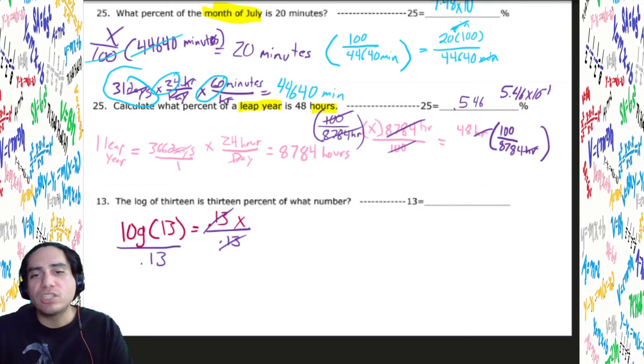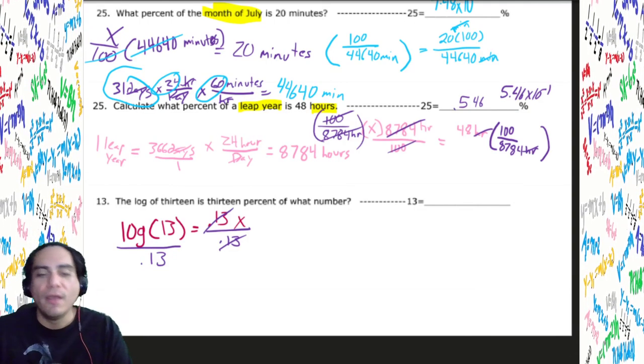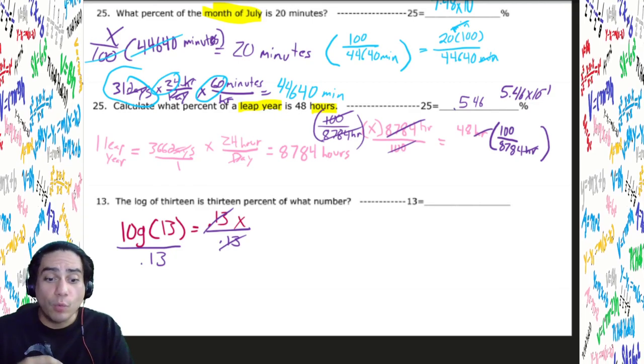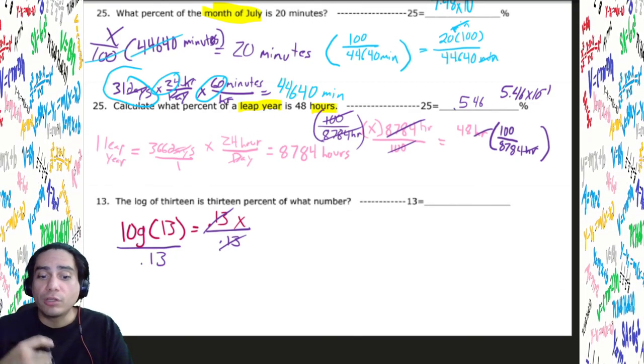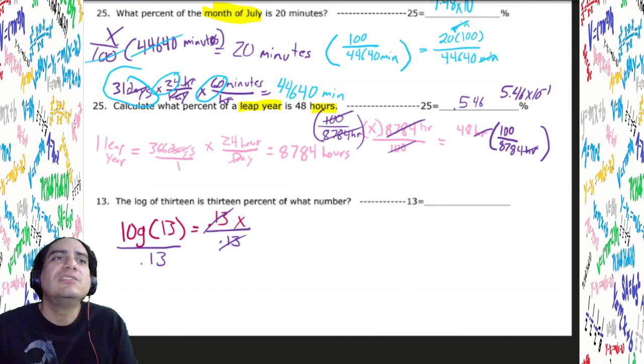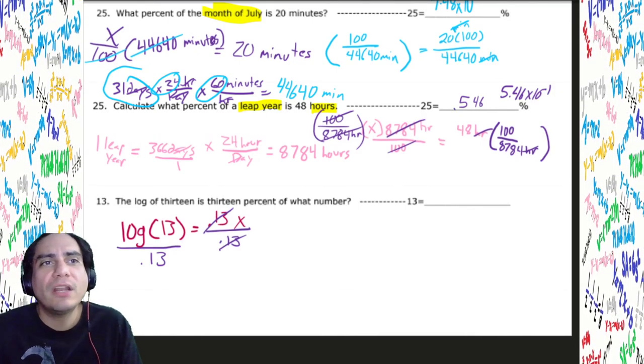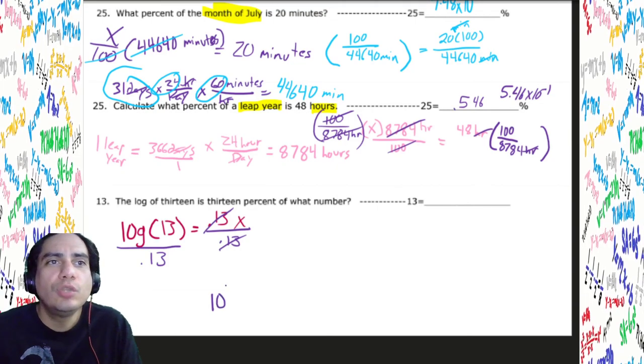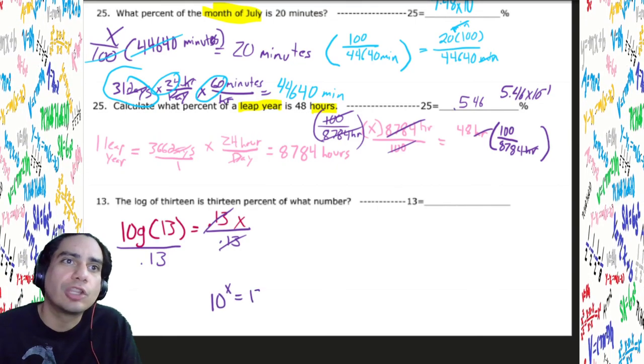So log of 13, I got 1.11111, okay? No, wait, it's actually 1.11394. Now look, I'm gonna actually show you what the log of 13 means. Is you're trying to figure out 10 to the x gives us 13.